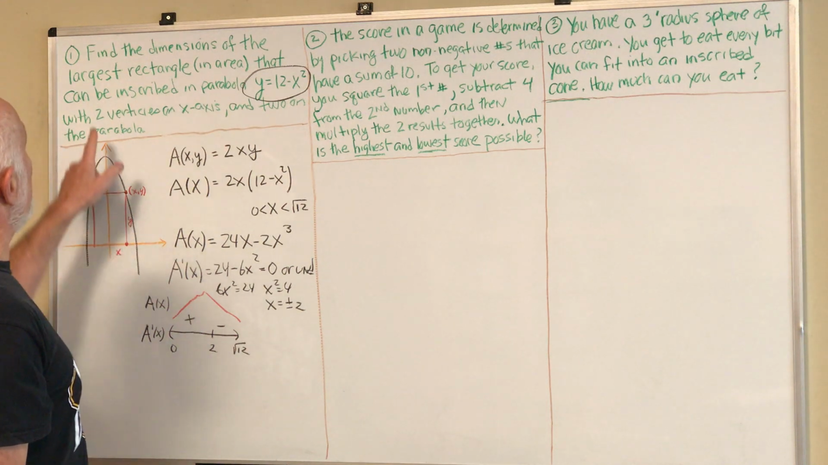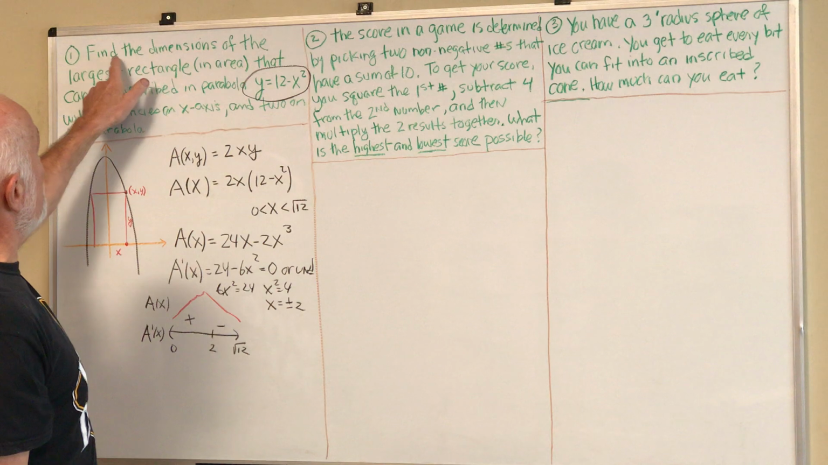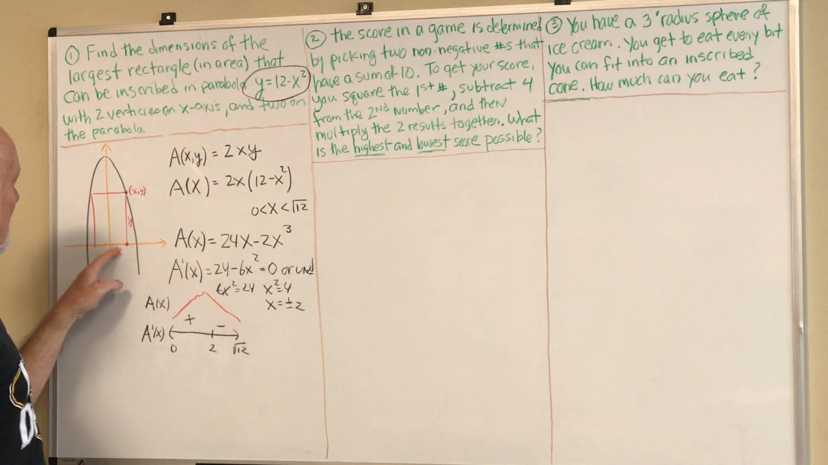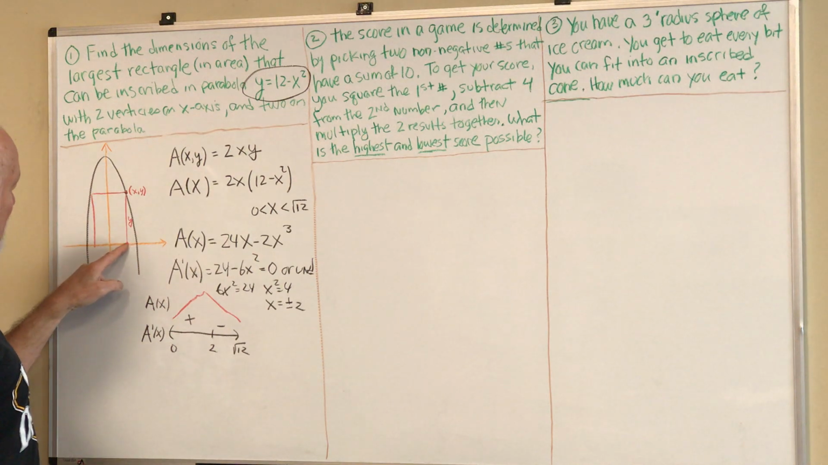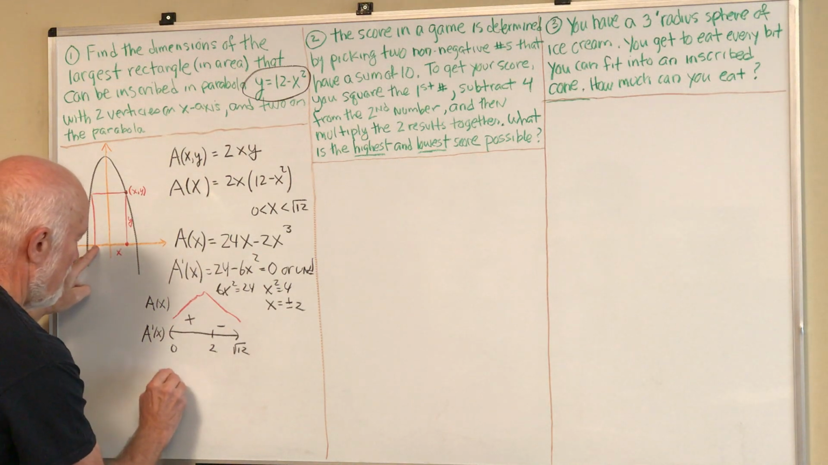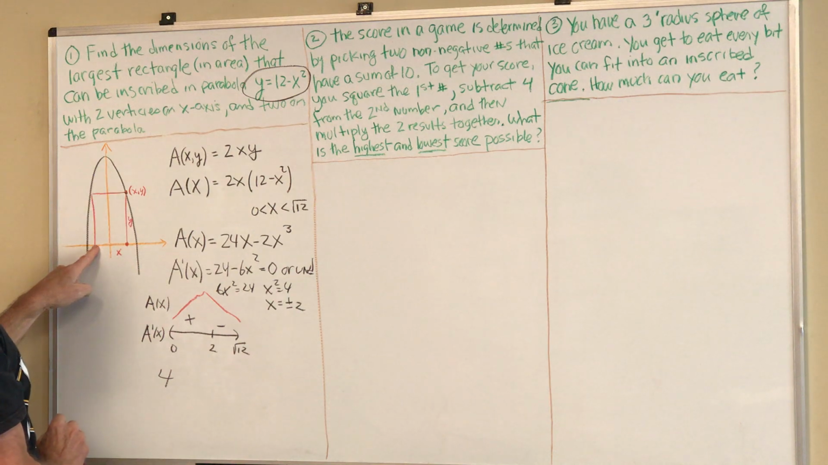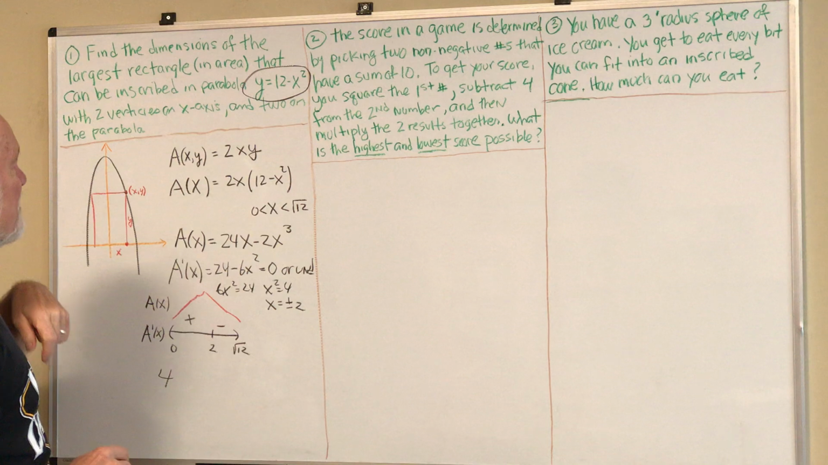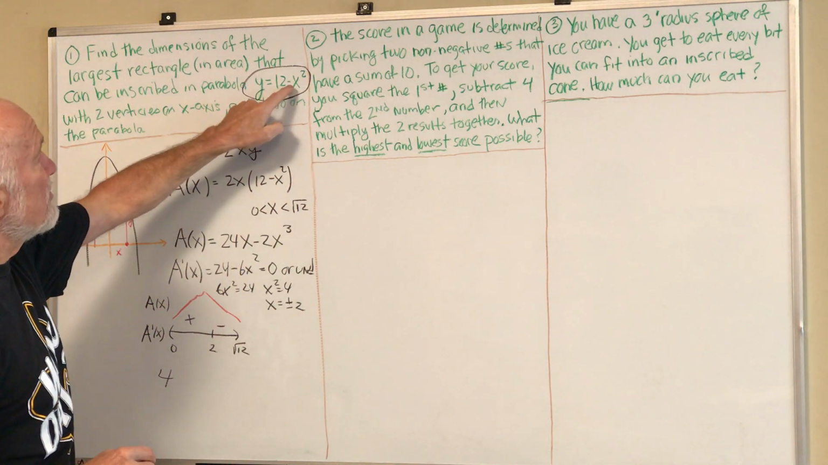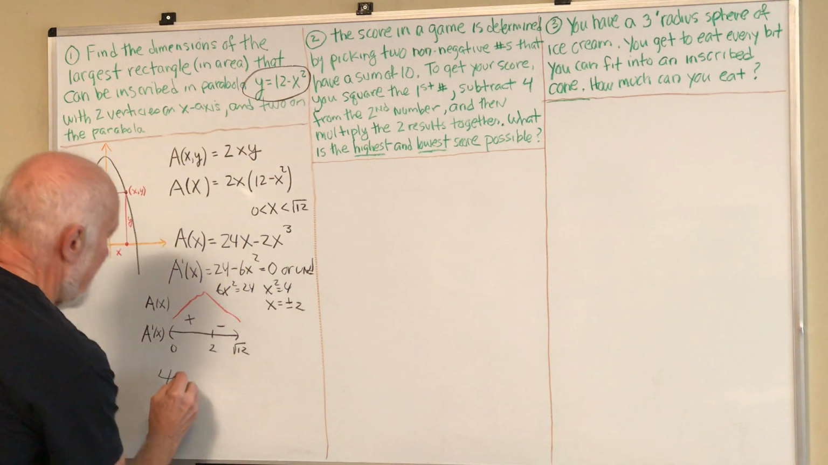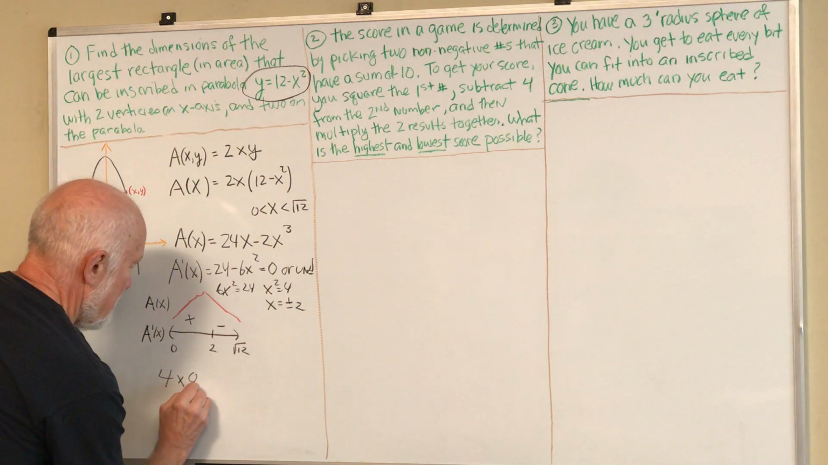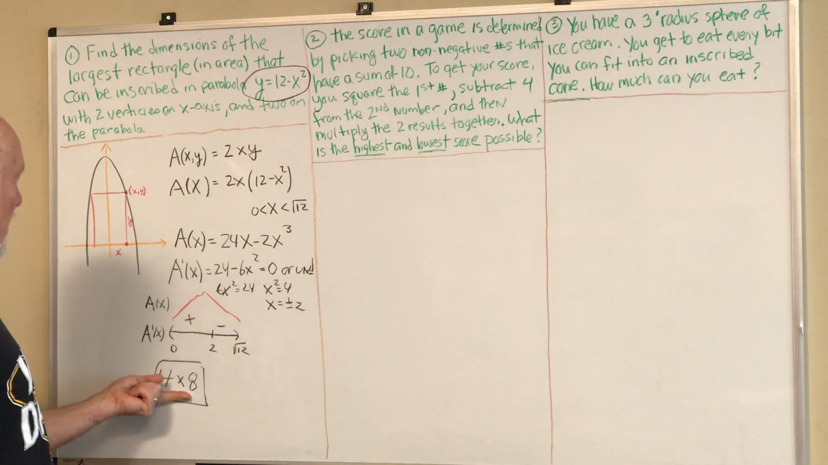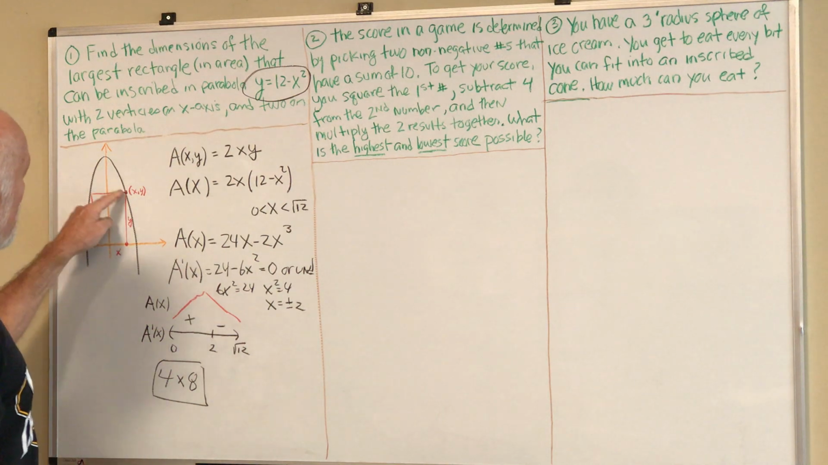So I think we've pretty much done it. We have to find the dimensions of the largest rectangle. So now we know that x is 2, so this dimension is going to be 4, and the other dimension is y, and y is equal to 12 minus 2 squared, 8. So that answers the question, and we know exactly where to make the point.